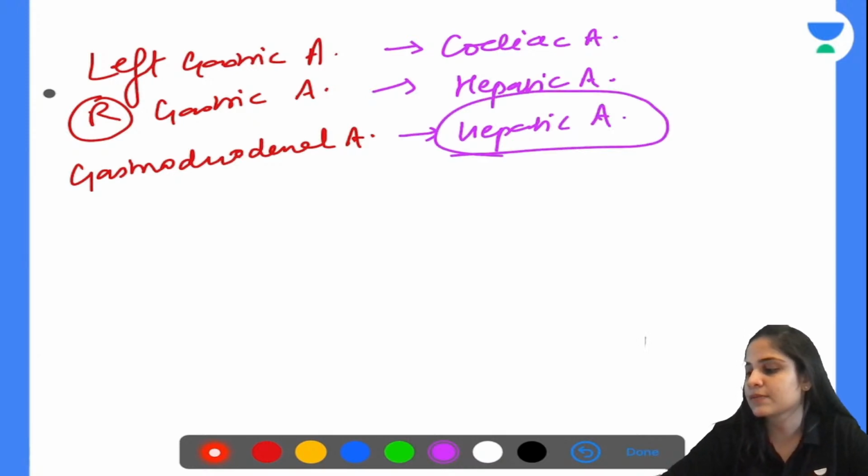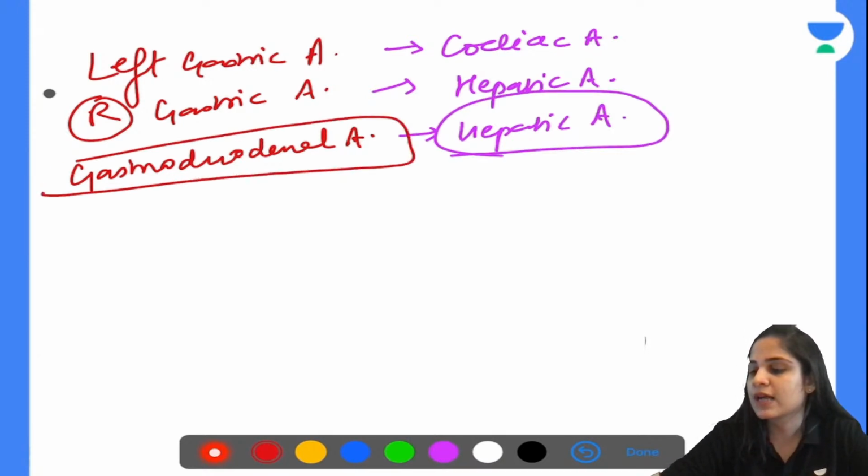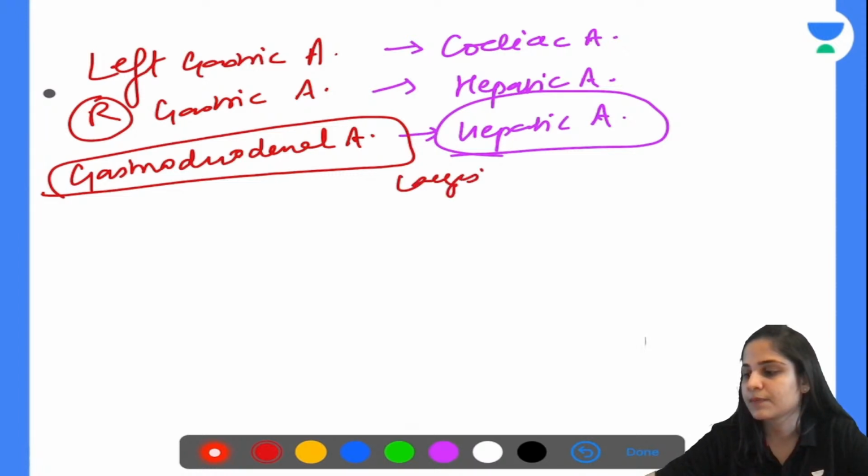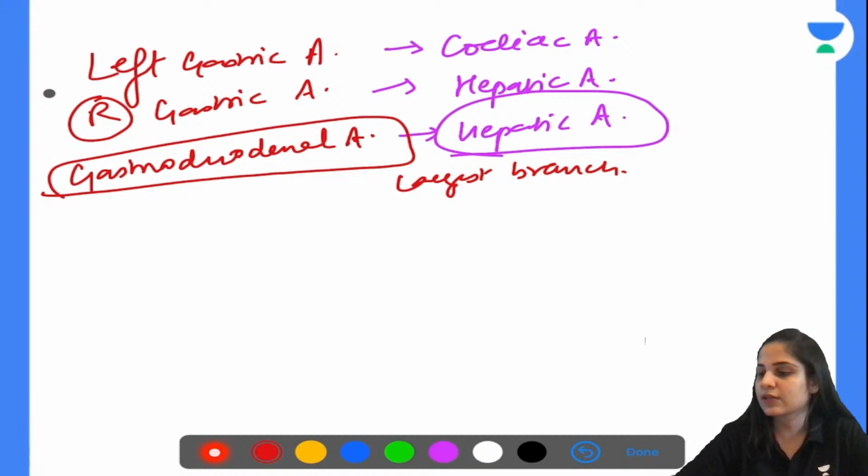In fact, sometimes they ask this in the exam: what is the largest branch of the hepatic artery? So the largest branch of the hepatic artery is the gastroduodenal artery. Okay, any other branches that you can remember?